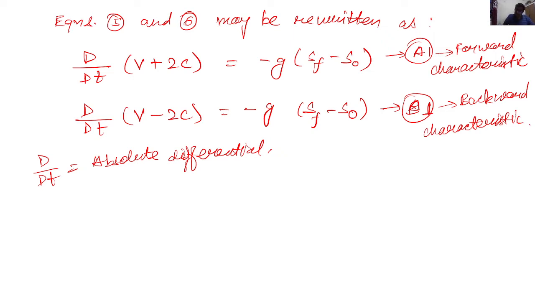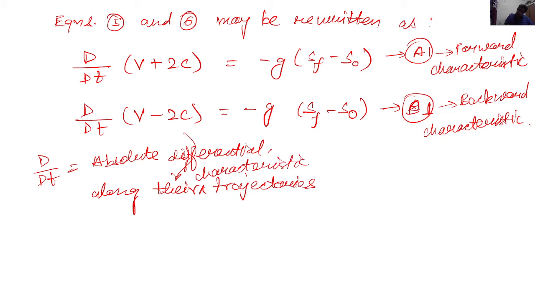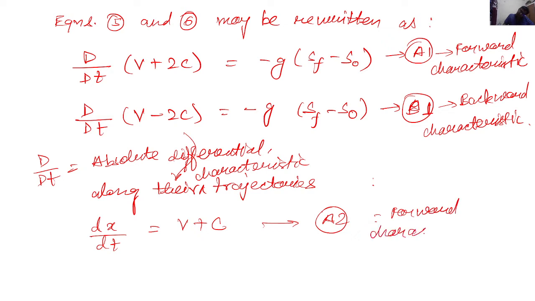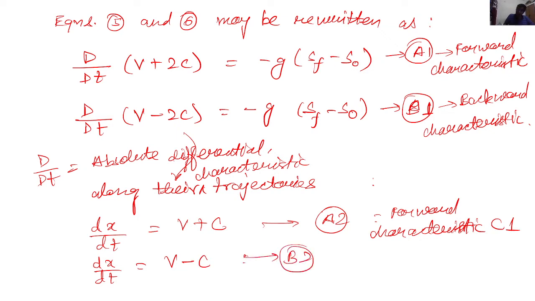So these two fundamental equations, a1 and b1, are basically along their characteristic trajectories. Dx by dt is equal to v plus c, corresponding to equation a1. We will term this equation as equation a2. This is the forward characteristic. Let us suppose we term it as c1, and dx by dt for equation b1, the trajectory would be v minus c. Let us suppose we term it as b2, and this would be the backward characteristic trajectory, c2.